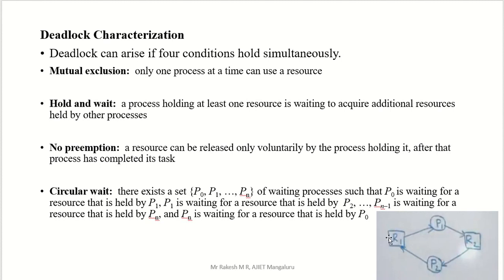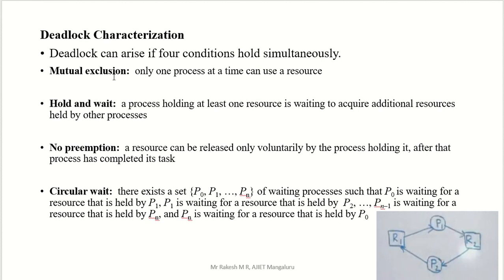P2 is waiting for R1, but R1 is assigned to P1. P1 is waiting for R2, but R2 is assigned to P2. This is called circular wait. Wait means this one is waiting, right? Here P1 is waiting for this one, and P2 is waiting for this. So there is a waiting, and there is a formation of a circle. So this concept is called circular wait. Again, if there is any circular wait, then definitely there is a deadlock.